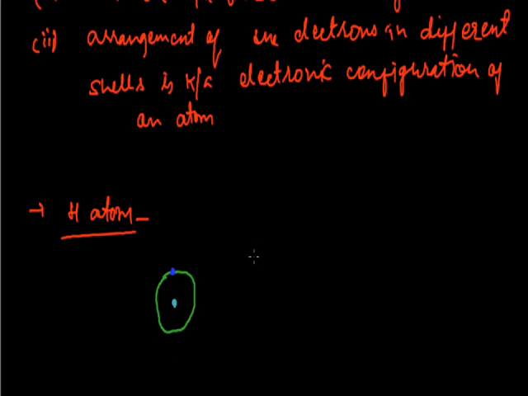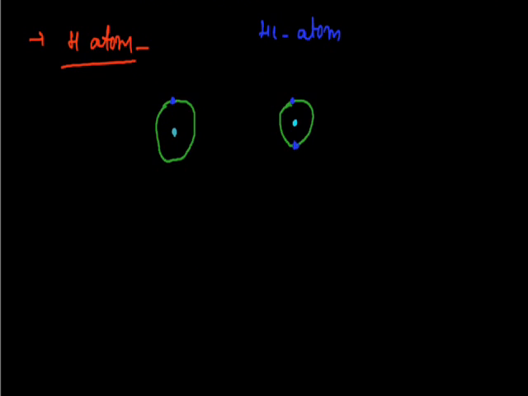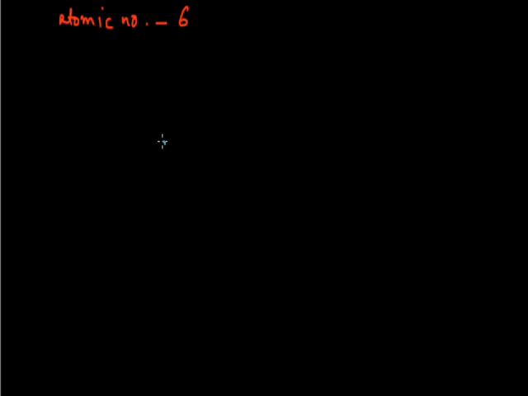Now if you draw the diagram of the helium atom, then it will be a nucleus surrounded by different energy shells. You know that the atomic number of helium is 2, so there are 2 electrons in the K shell, like that. For the carbon atom, the atomic number is 6, so you can draw here a nucleus.